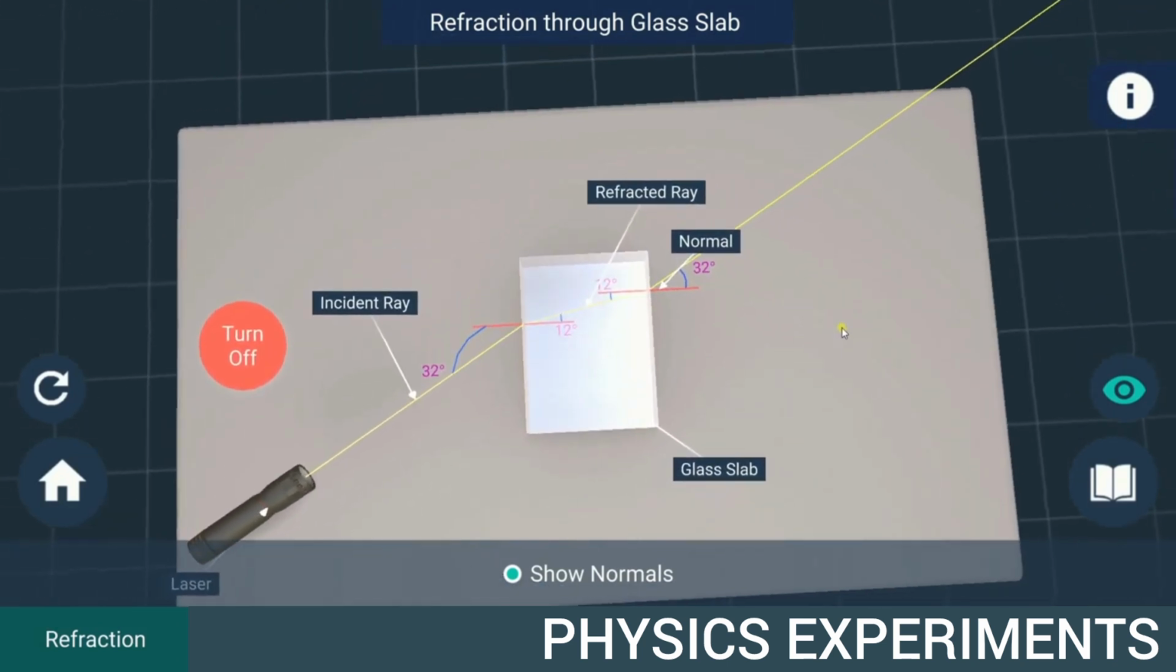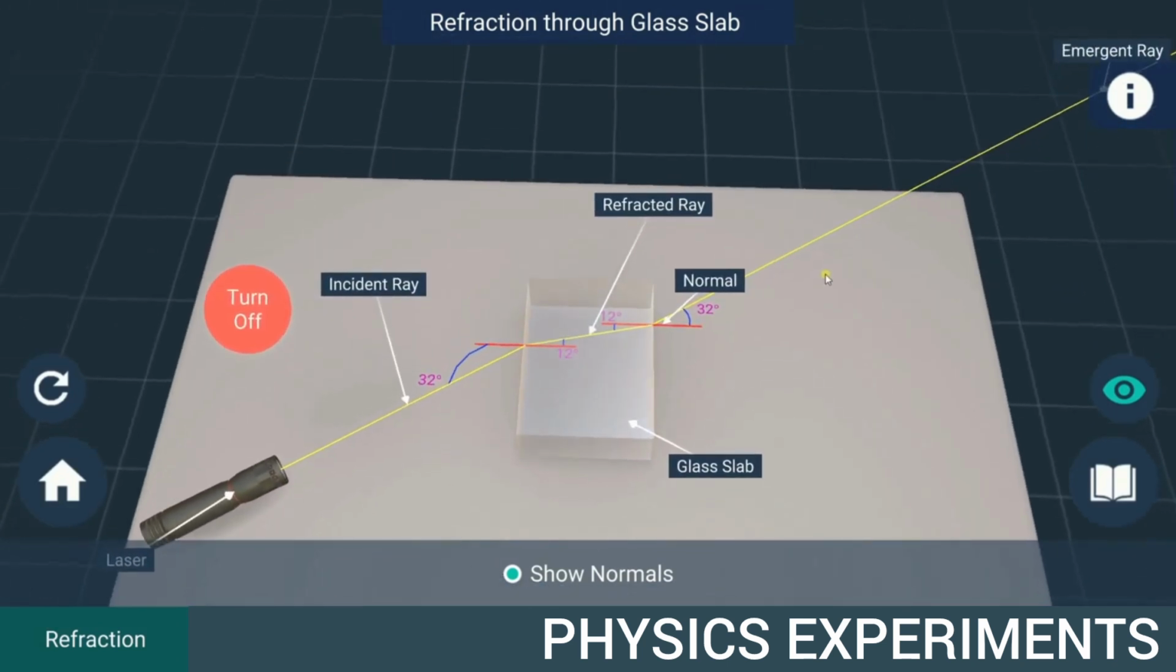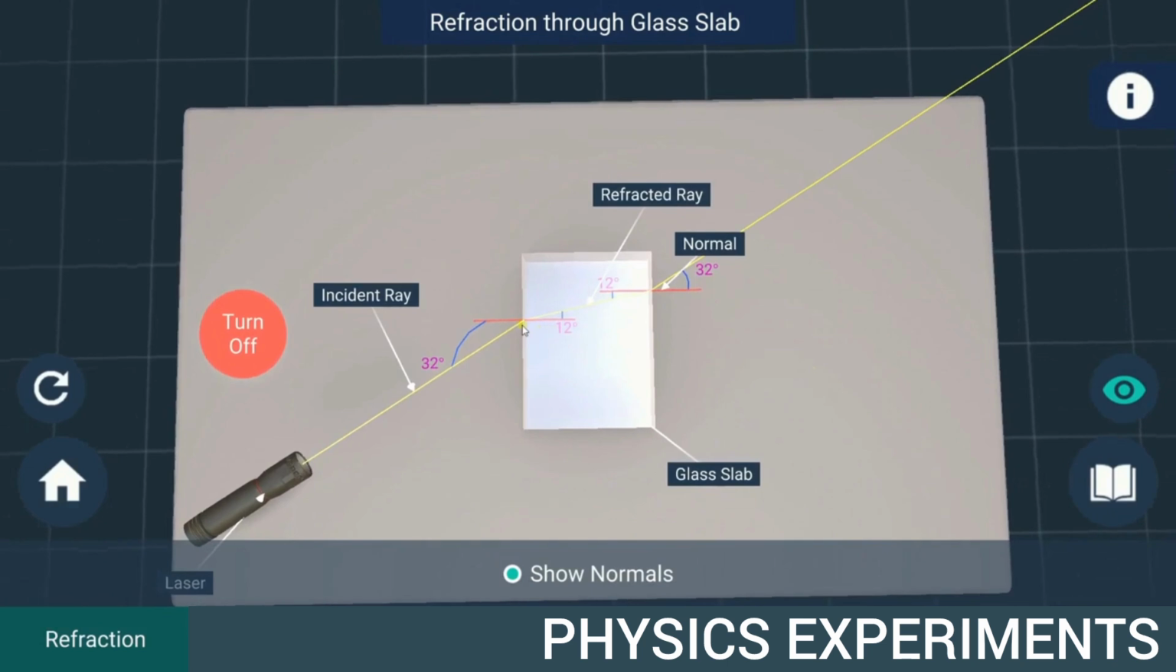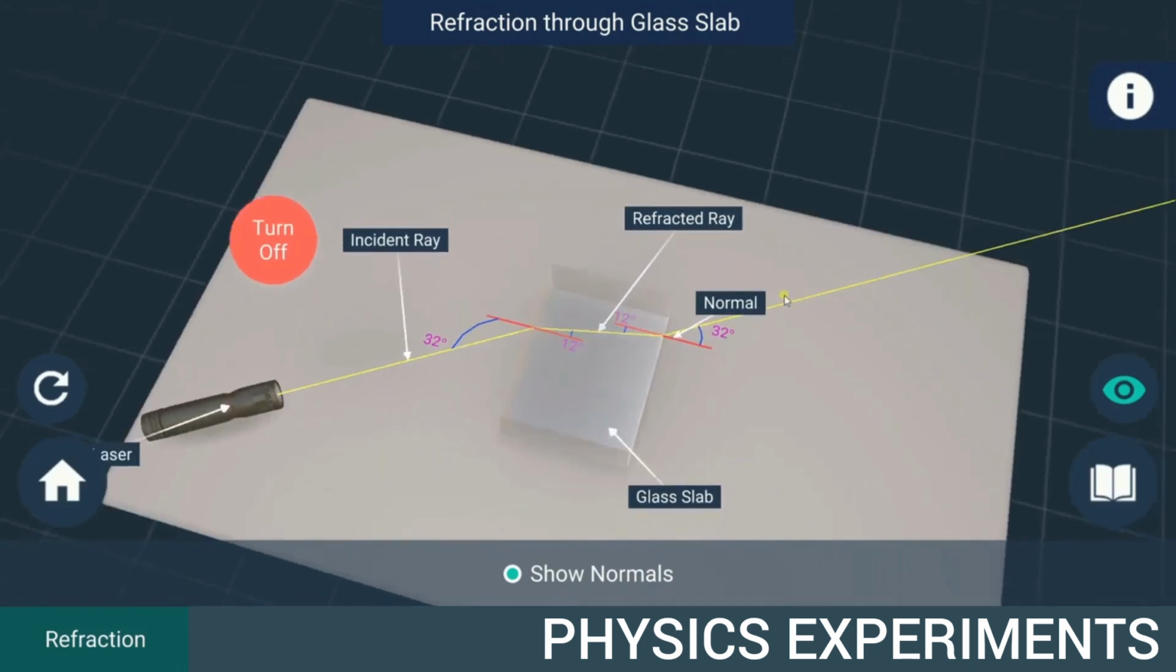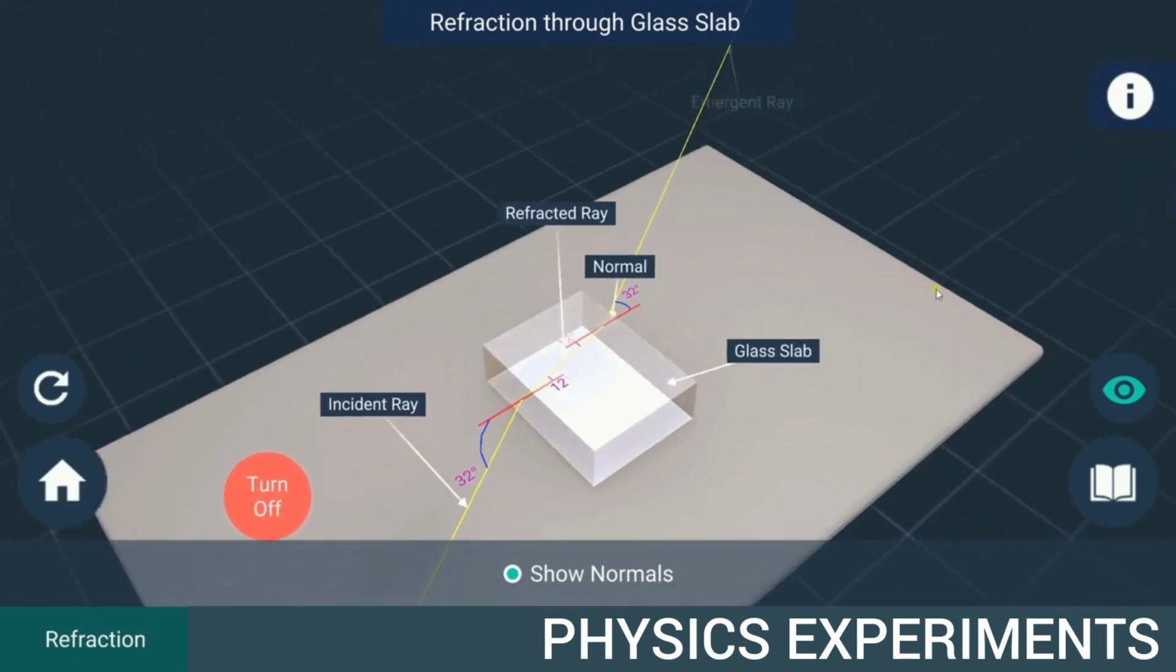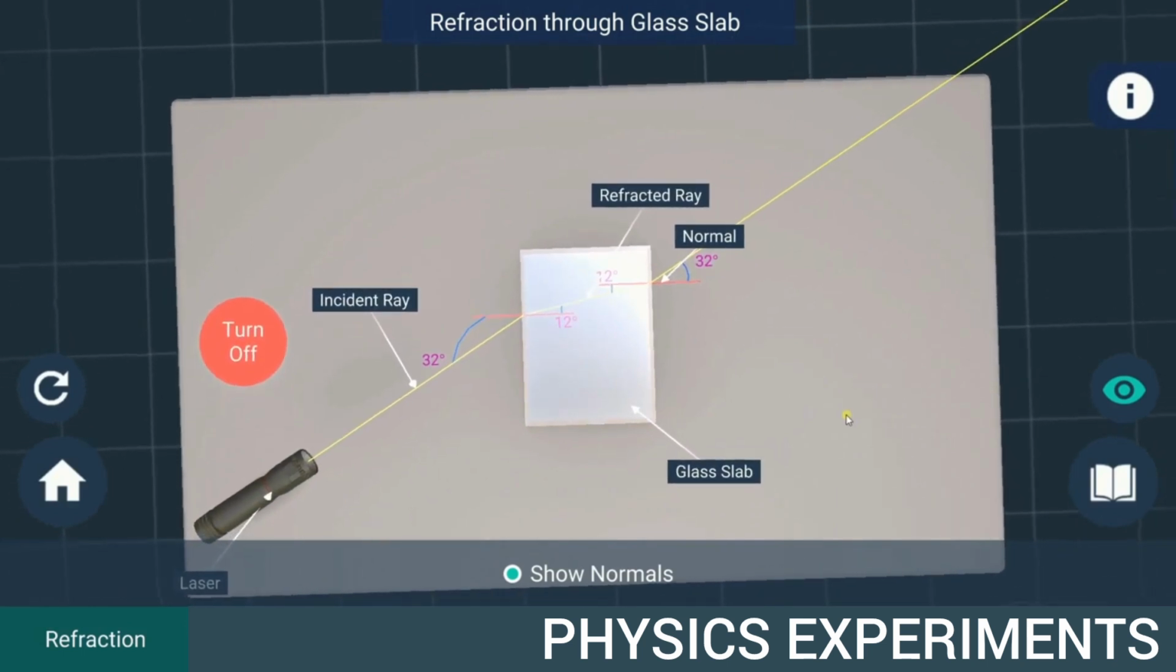We can see that when the incident ray is making the angle 32 degrees with the normal, and the emergent ray also makes the angle 32 degrees with the normal, thus, the refraction of light through a glass slab makes the emergent ray parallel to the incident ray with some lateral shift.